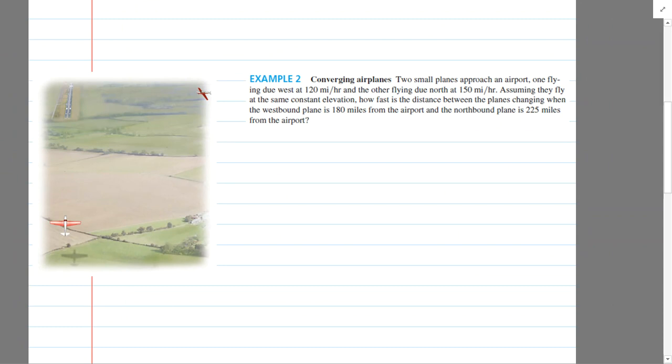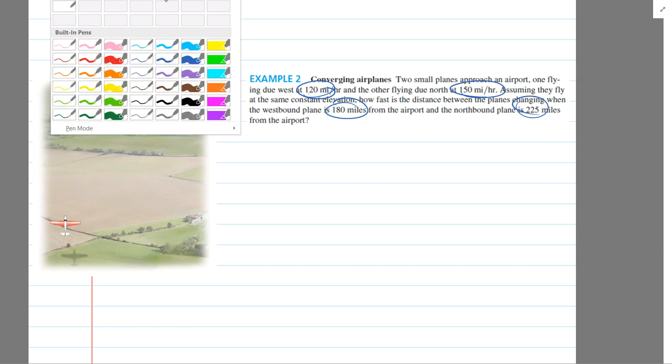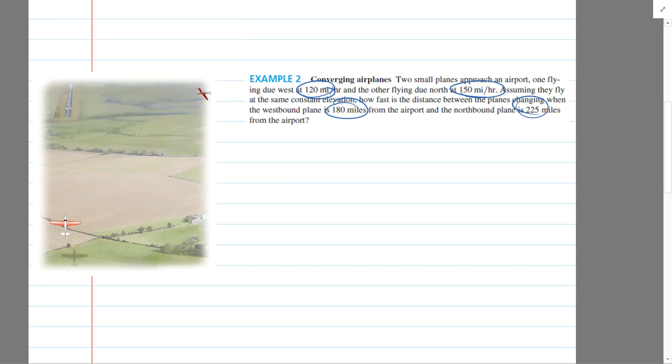Okay, so here's another example. We've got two small airplanes that are approaching the same airport. One is flying due west at 120 miles per hour. The other is flying due north at 150 miles per hour. Assuming they're flying at the same constant elevation, we'd like to know how fast the distance between the planes is changing when the westbound plane is 180 miles from the airport and the northbound plane is 225 miles from the airport. Well, let's think about what we're seeing here.